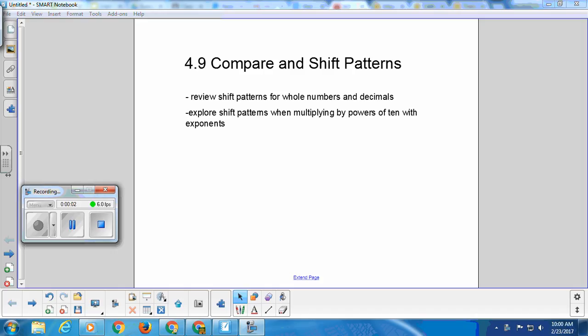Good evening, friends. It is the night of Unit 4, Lesson 9. Today we've been talking a lot about shifting and patterns and which way they go, left or right. So basically the two objectives we have tonight are to review shift patterns for whole numbers and decimals. So we're going to kind of talk about that again. And we're going to explore shift patterns when multiplying by powers of 10 with exponents.